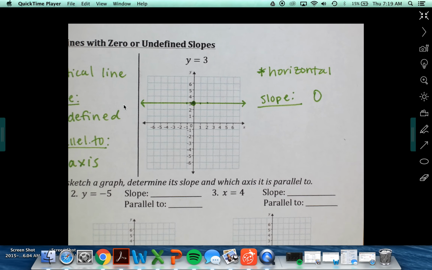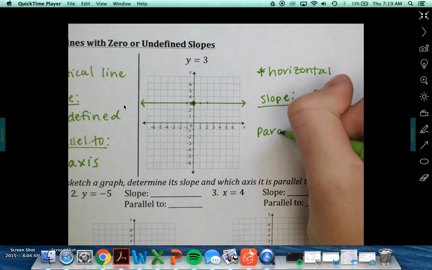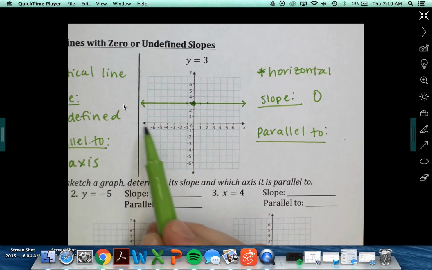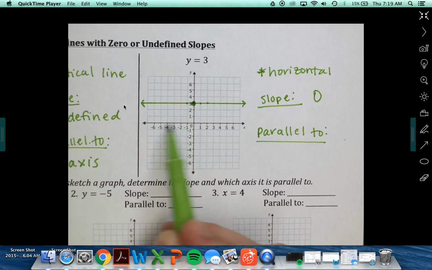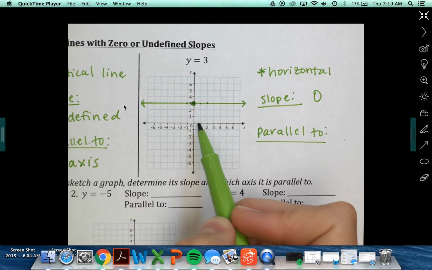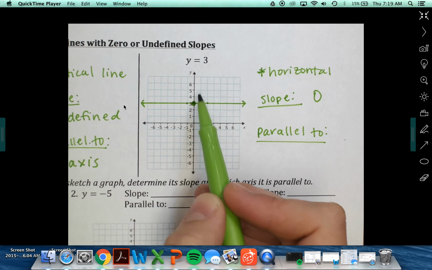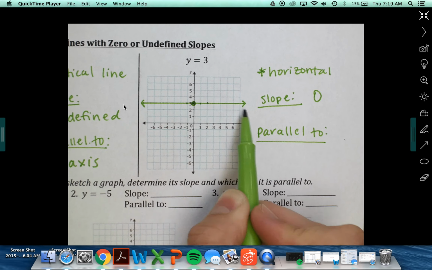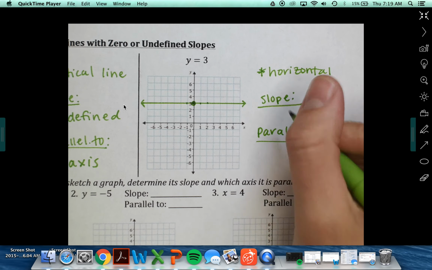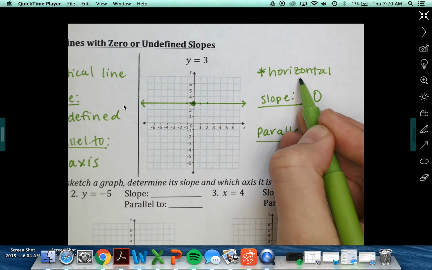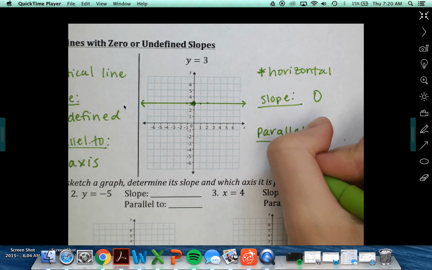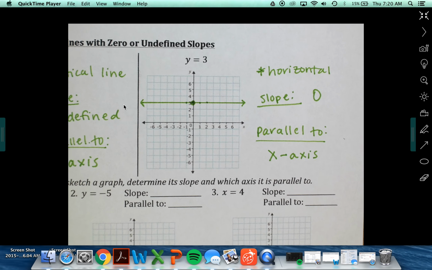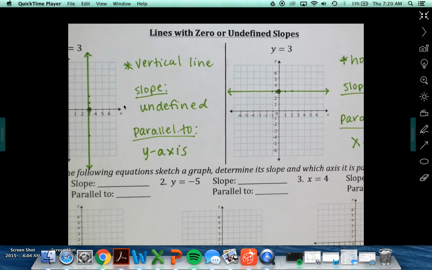Okay, and it is parallel to, you can see it's parallel to this axis, so it cuts through the y-axis, so it's not parallel, it's perpendicular to that. It's never going to cross this x-axis, right? They're both going the exact same direction. So when y is 3, we have a horizontal line, slope of 0, and it is parallel to our x-axis.